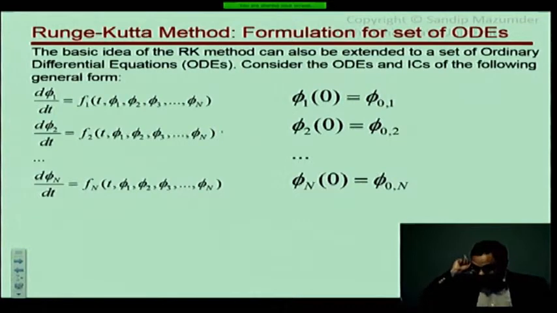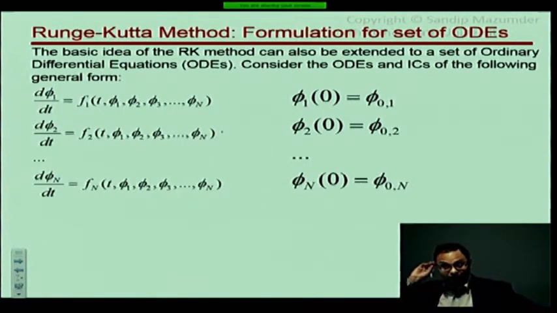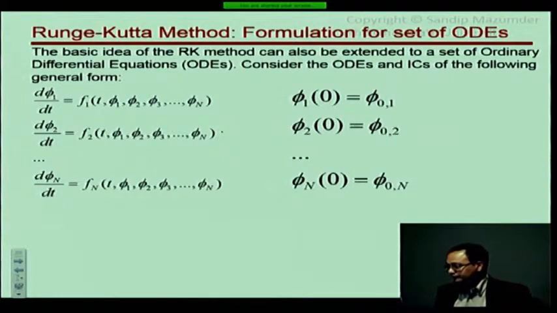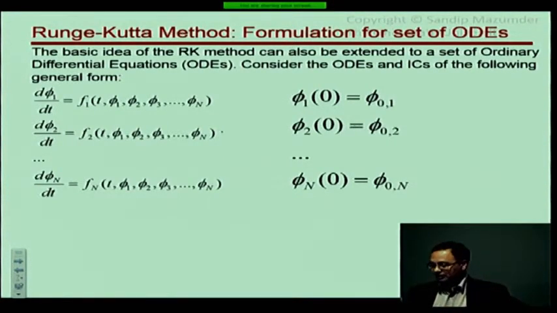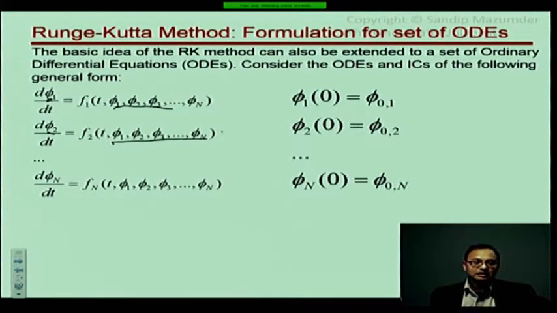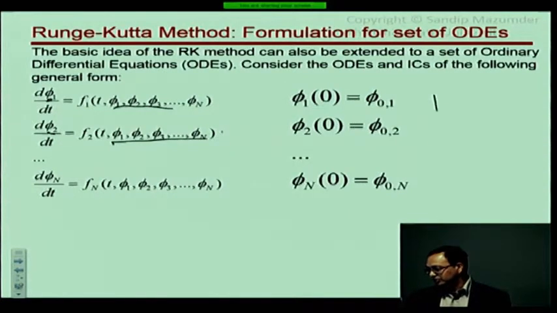Moving ahead. So far we've talked about single ODE, but now we're going to talk about multiple ODEs. So suppose we have a system of ODEs which are coupled. You can see phi1 depends on phi1, phi2, phi3, phi4, all the phis. Phi2 depends on all the phis, and so on. So they are coupled simultaneous ODEs. This is a vector form of initial value problem. And then you have these initial conditions.